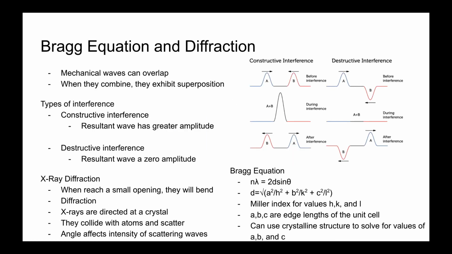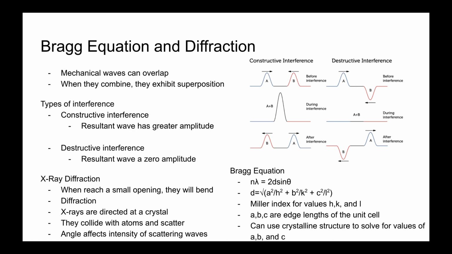Finally, we will be discussing Bragg's equation and diffraction. So first, let's talk about waves. Unlike matter, waves can overlap and occupy the same region of space. When waves combine, they exhibit superposition. There are two types of interference that occur when waves interact: constructive and destructive. In constructive interference, waves that are exactly aligned form a resulting wave with greater amplitude. In destructive interference, waves can cancel each other out and result in zero amplitude.